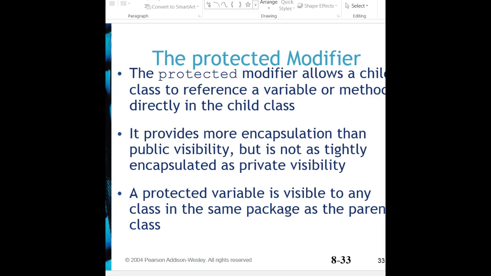The protected modifier allows a child class to reference a variable or method directly. It provides more encapsulation than public visibility, but it's not as tightly encapsulated as private visibility. A protected variable is visible to any class in the same package as the parent class, as we saw in the previous diagram.